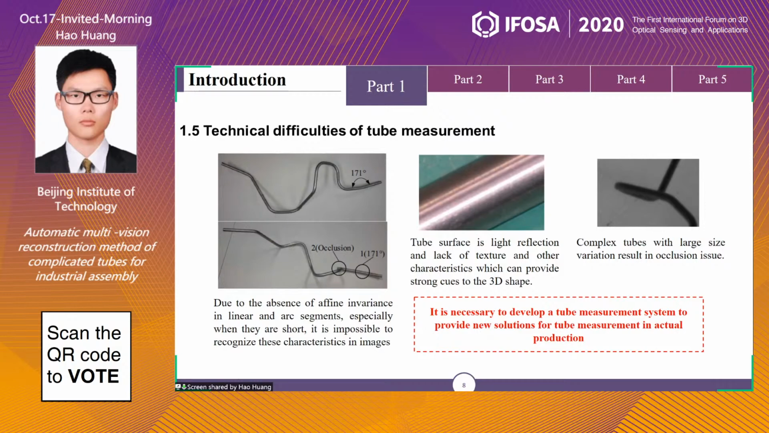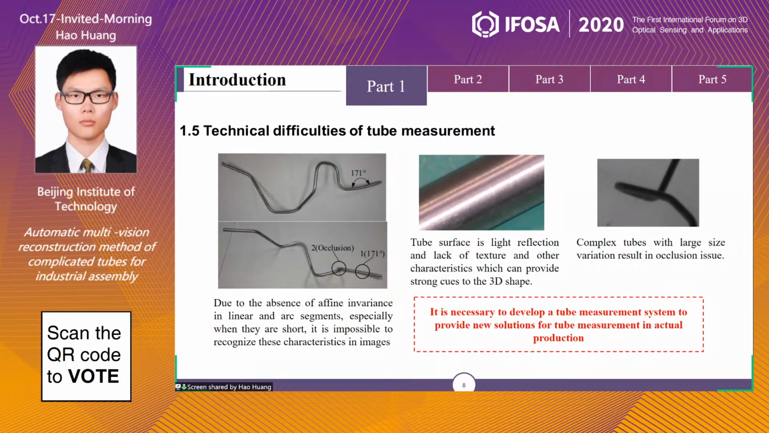The general reconstruction process can be separated into 3 steps: key point extraction, matching, and reconstruction. Extraction and matching determine the results of reconstruction. A significant question in tube inspection is how to accomplish the recognition and segmentation of line and arc segments of tubes, which can later be applied to calculate machining parameters. However, due to the absence of a fine invariance in line and arc segments, especially when they are short, it's impossible to recognize this characteristic in images, just like in this picture.